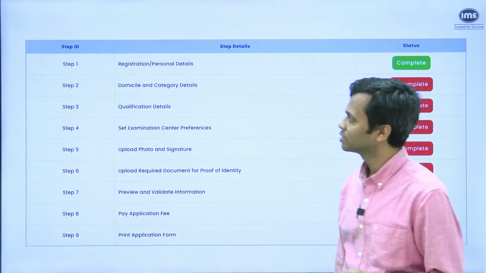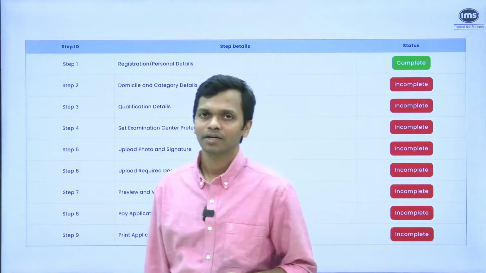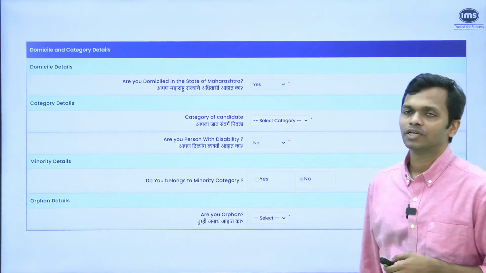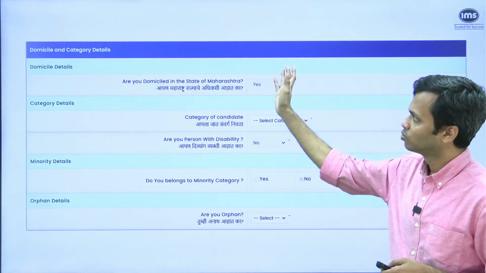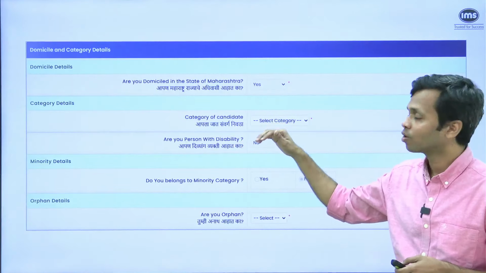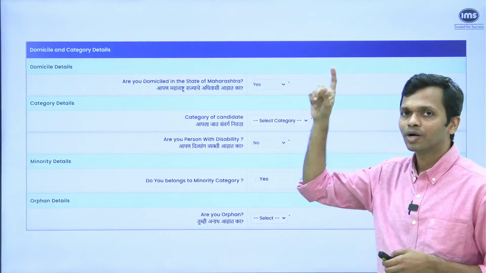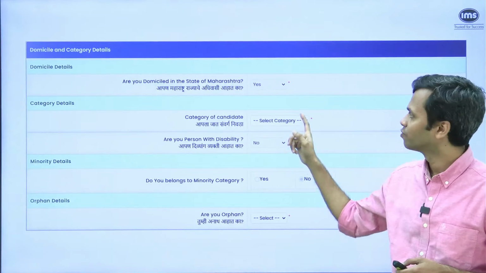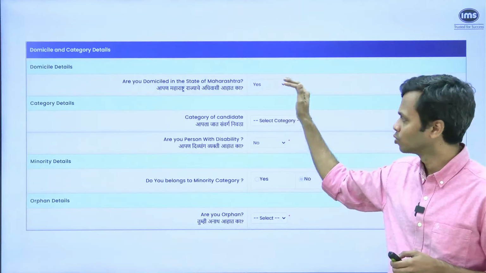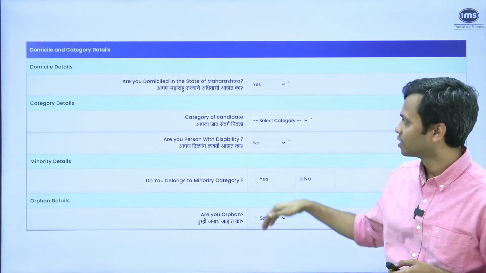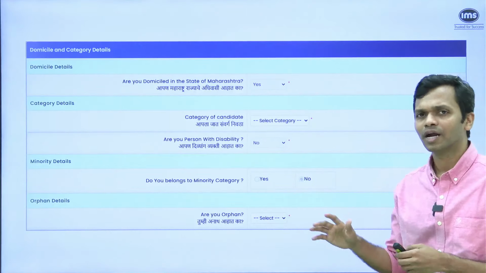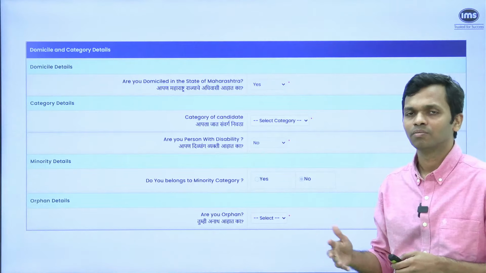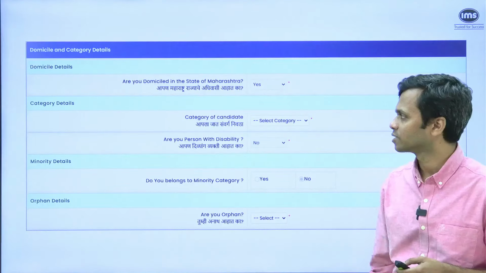Let's move on to step 2, which is domicile and category details. Now regarding domicile, the first question that they have asked is whether you are domiciled in the state of Maharashtra or not. As I mentioned, whatever you entered on the previous screen, you will not be able to change it here. Okay, so if you had entered yes there, it will automatically show yes, and then category details. So I'm going to show you for different categories how it will look. I've just taken one of the categories as an example, but for other categories, it's more or less the same.